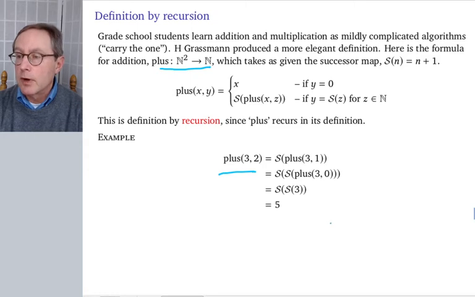The successor of the plus of 3 and 0. And of course the plus of 3 and 0, the definition says, is 3. Right up there it says 3. The plus of 3 and 0 is 3. So this is the successor of the successor of 3, which is 5. Now you say, well, how do we know?